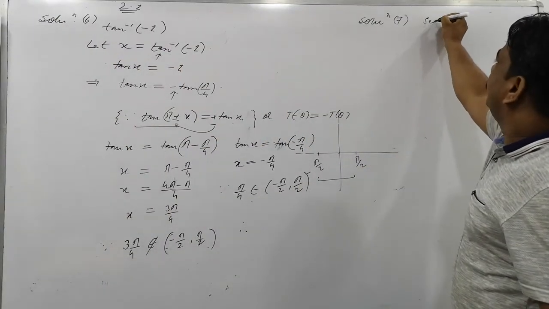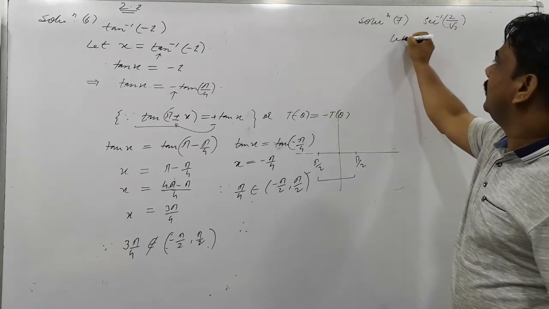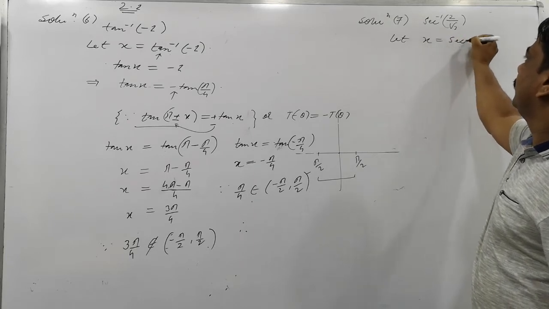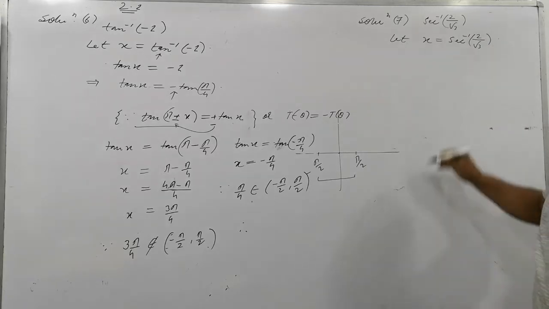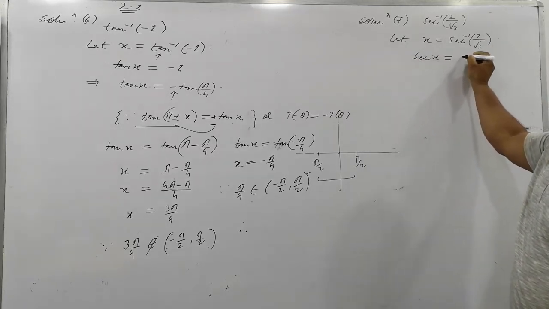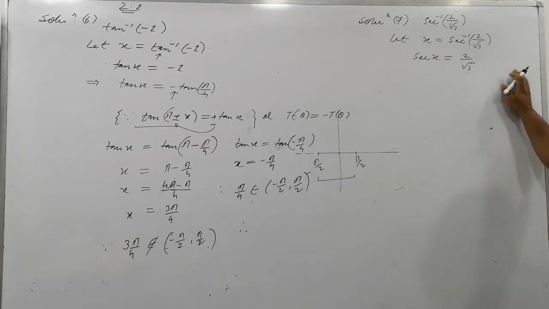Sec of sec inverse 2 by root 3. Okay. For the principal solution, let x is equal to sec inverse 2 by root 3. Is that clear? Now what further? Sec x is equal to 2 by root 3. Clear or not? Now think, is there any value associated with the sec? Root 3 by 2. Sec is the reciprocal function of cos.